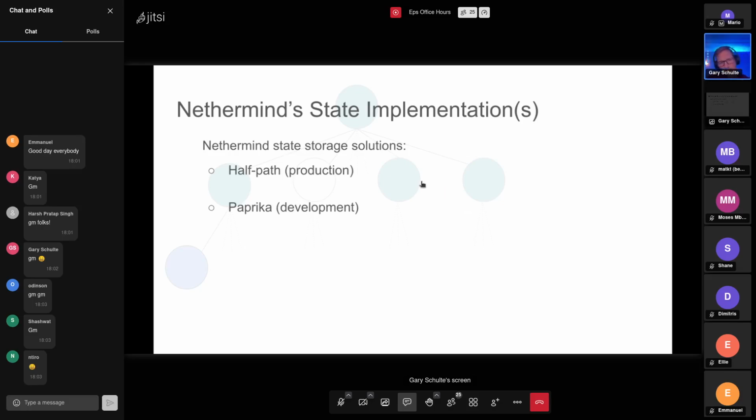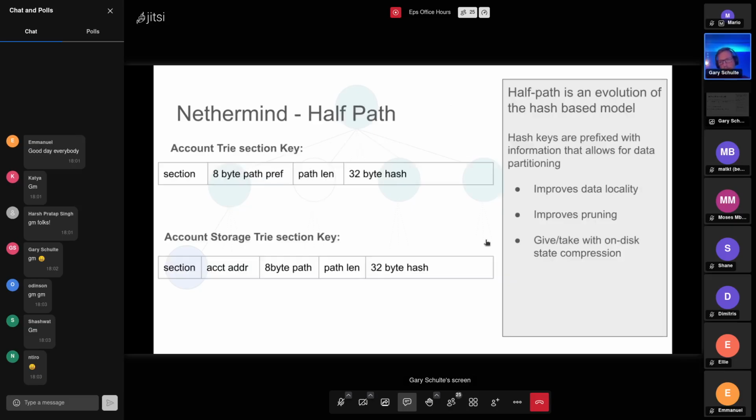And Nethermind has some very interesting solutions. The production code right now is Half Path. And they have a new, more aggressive rethink of state, which is Paprika. Half Path is kind of an evolution of the hash-based model. It's still a hash-based tree, and there's multiple, like a forest of hash trees that exist on disk. But the keys are prefixed with a portion of the path.